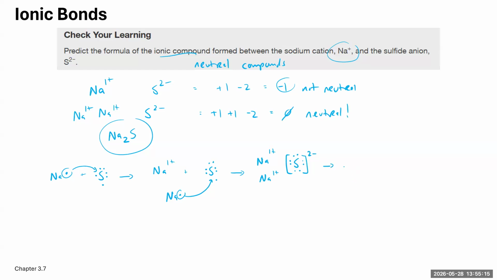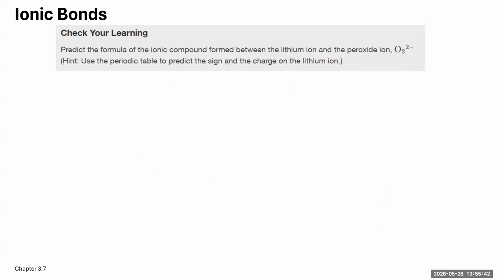So let's write it out. It would look something like this. 1 plus, 1, 2, 3, 4, 5, 6, 7, 8. 2 minus Na1 plus, or the formula would be Na2S. All right, either one. You can do either one. What's important is knowing how to create the formulas, and you know that because of those electrons.